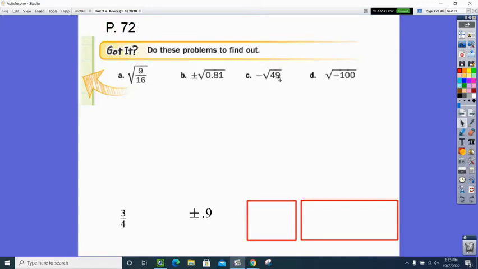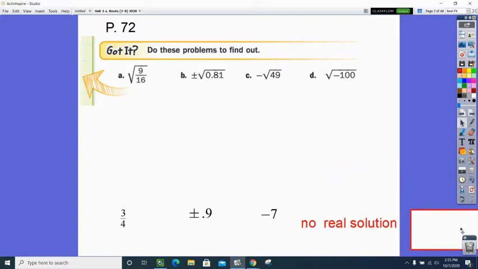And the square root of 49, what number times itself equals 49? 7. So this would be negative 7. Ooh, it's a square root with a negative. There is no pair of identical twins, the exact same numbers that multiply to negative 100. So this would be a no real solution or no solution. So that's how we find square roots of perfect squares.